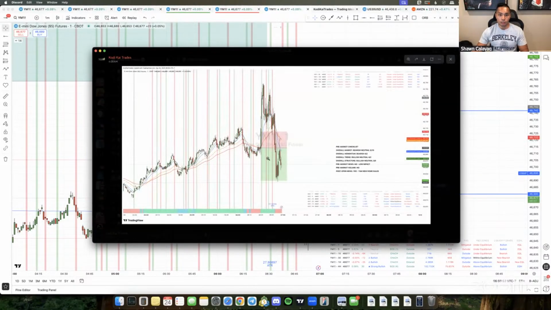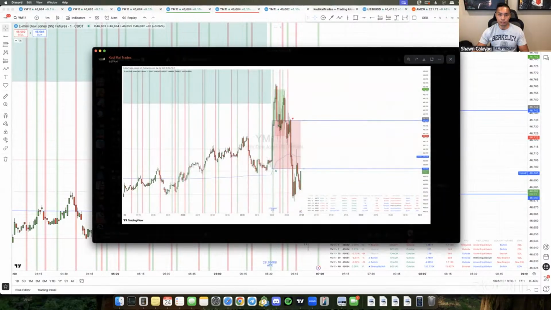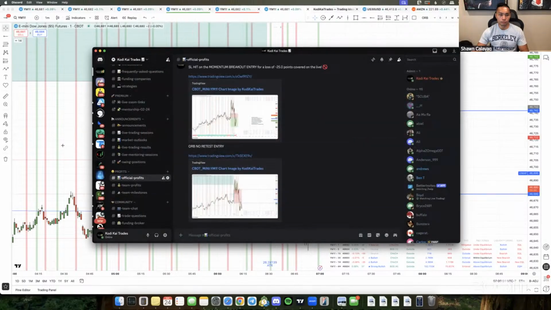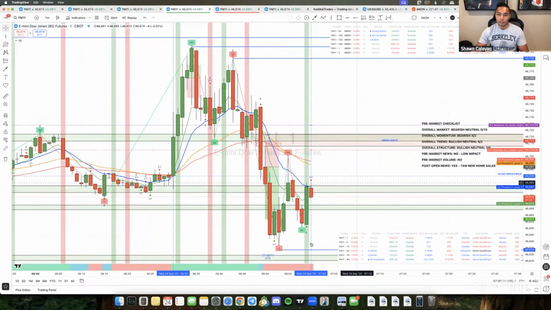So a loss on the breakout, the momentum breakout, and then the ORB entry over here had no fill because the price never came back to fill it. And I'm still looking for a continuation move. So I'm looking for possibly a high-low break and retest, if we can get one, to recoup my trade from this morning.